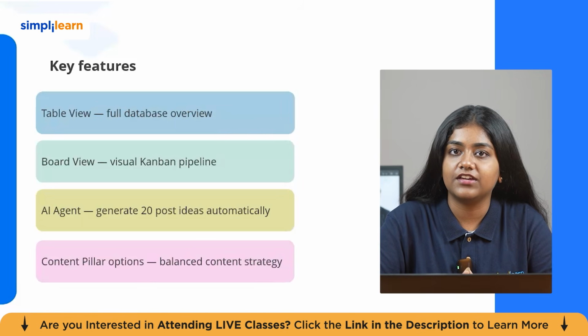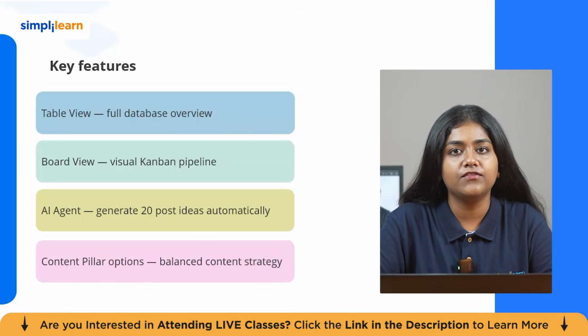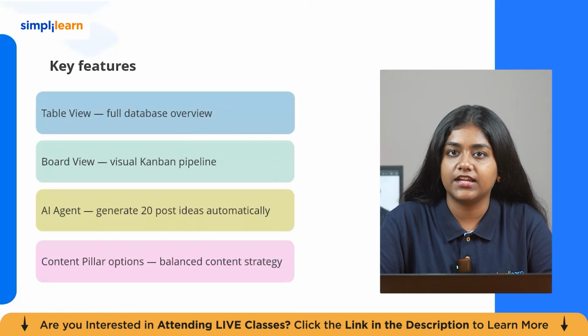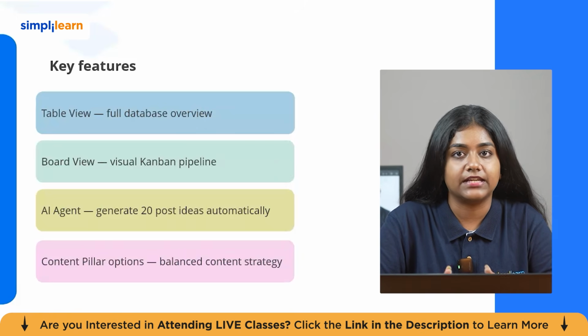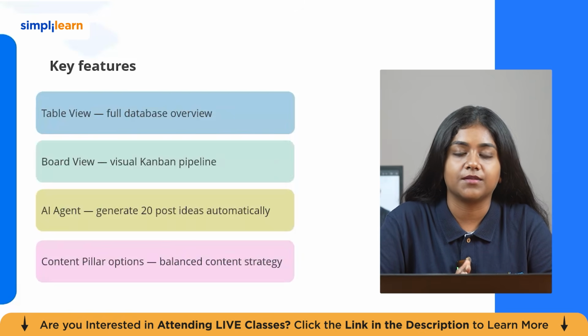Here is a summary of 5 key features we are going to build. Table view gives us the full spreadsheet style overview of all posts. Board view transforms the database into a visual pipeline grouped by status. This is the most powerful view for content management.